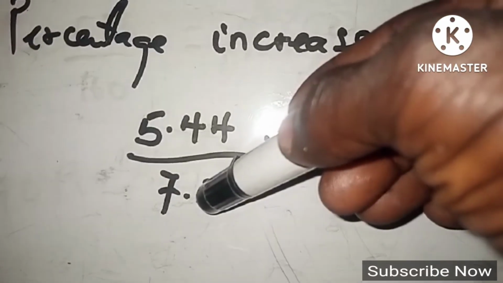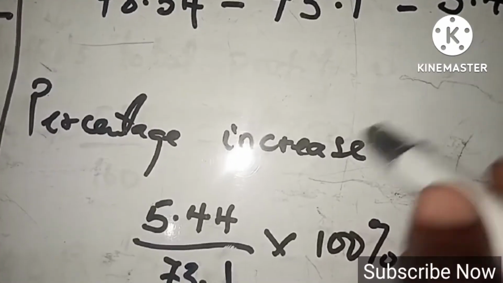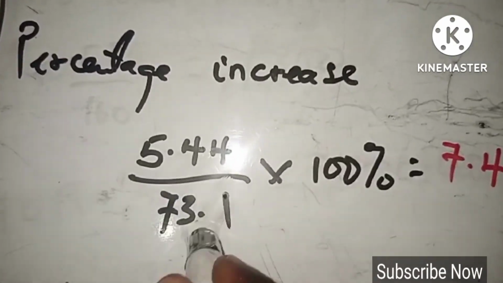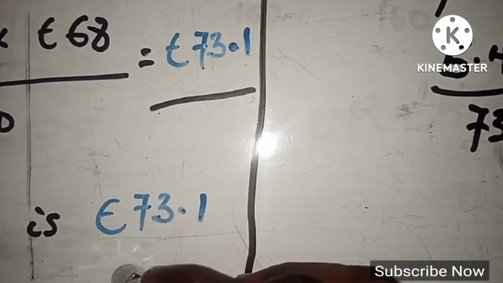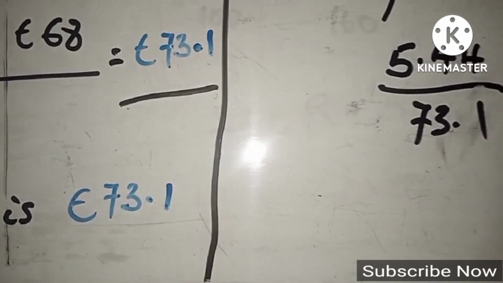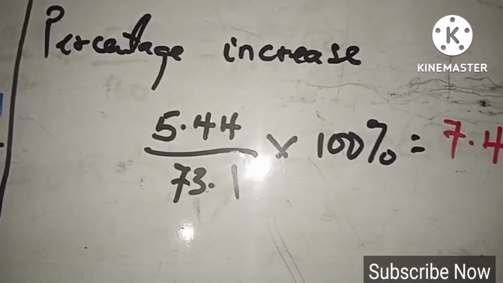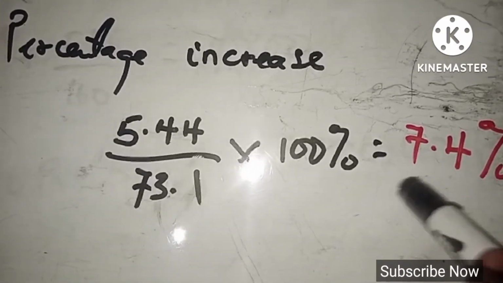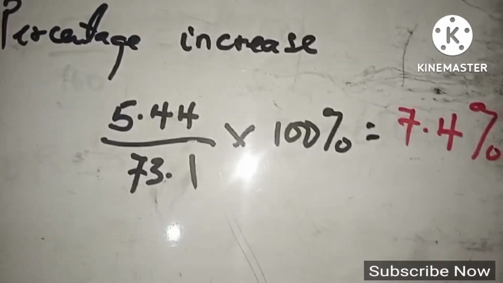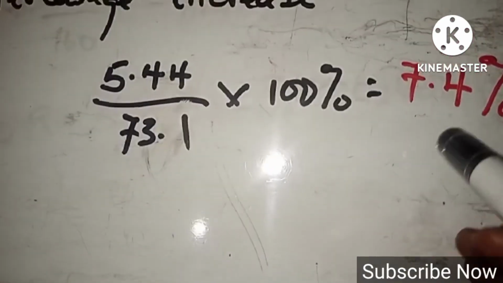So 73.1 here. The profit that we made, that was 5.4 divided by 73.1. This 73.1 is coming from the original price that we sold it at at the beginning, before the price increased in the following week. So this divided and then multiplied by 100 will give us 7.4%. So this will be the percentage increase. This is just a simple percentage increase.